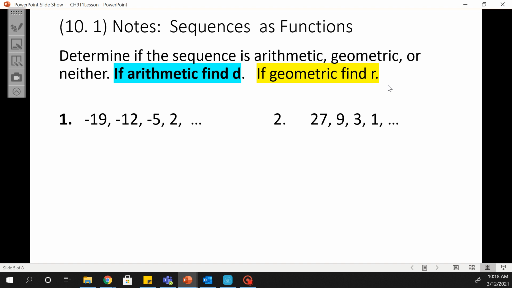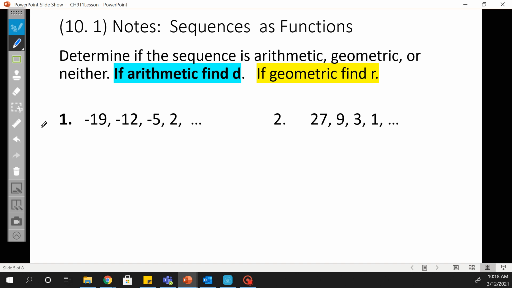We have a couple examples. We want to determine whether each sequence is arithmetic, geometric, or neither. If it's arithmetic, we want to find the common difference that generates the sequence. If it's geometric, we want to find the common ratio that generates the sequence. So we look at number 1, and we can see that -19 plus 7 is -12, -12 plus 7 is -5, -5 plus 7 is 2, and so on. So this is arithmetic.